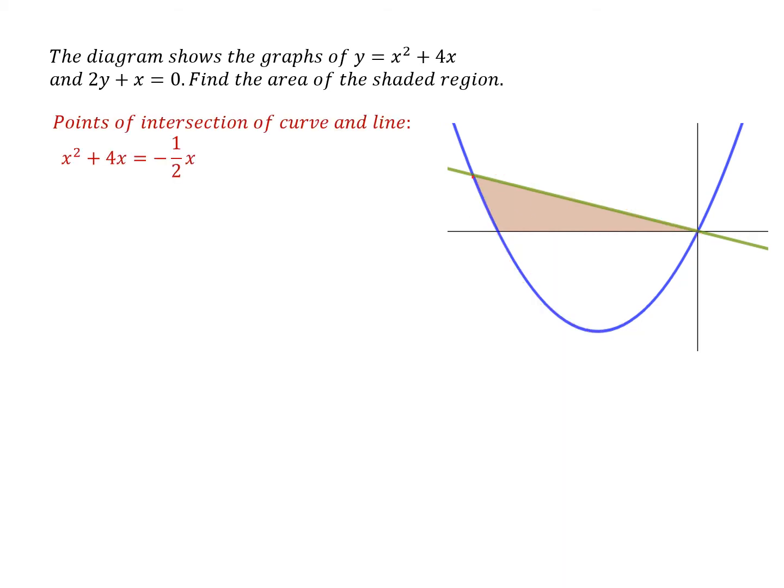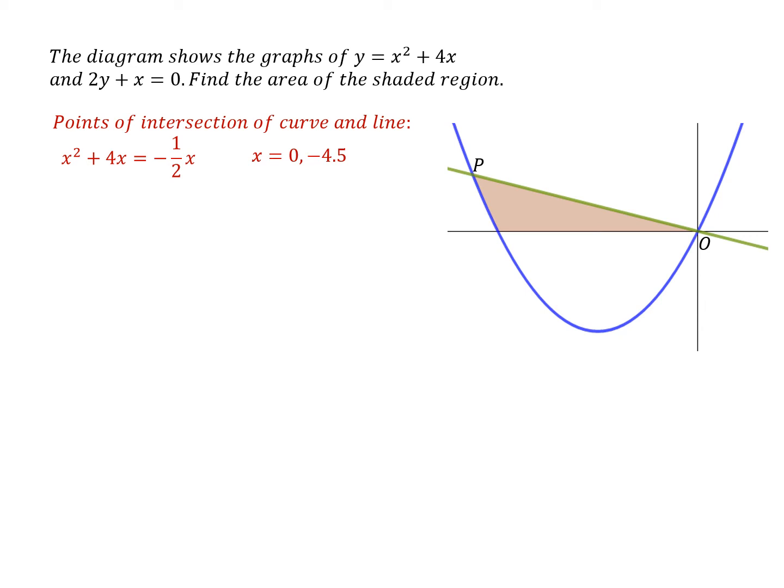So this point of intersection and this point of intersection come by simultaneous equations from this y equals x squared minus 4x here, and rearranging that, y equals minus a half x. So x squared plus 4x equals minus a half x gives me the two values of x at the points here, P and O, x equals 0 and x equals minus 4.5.